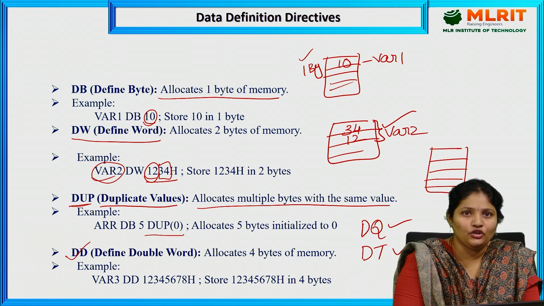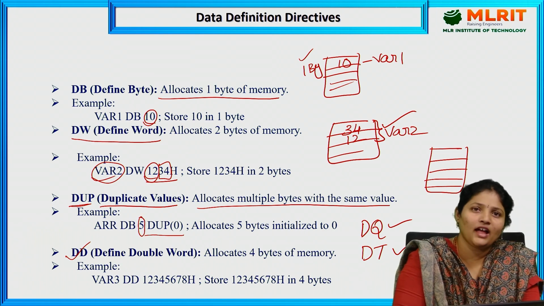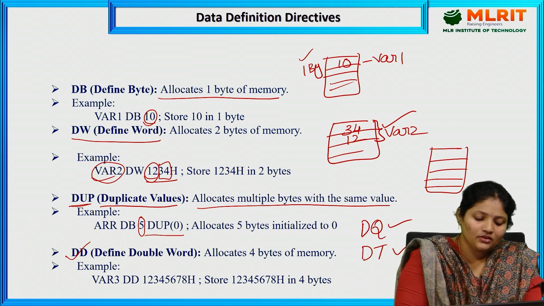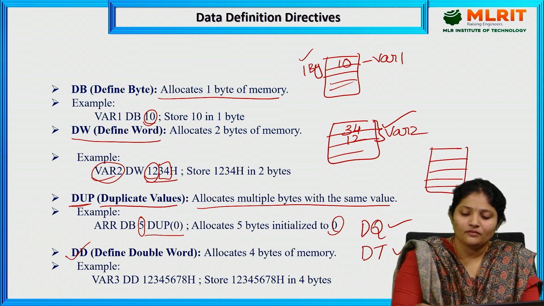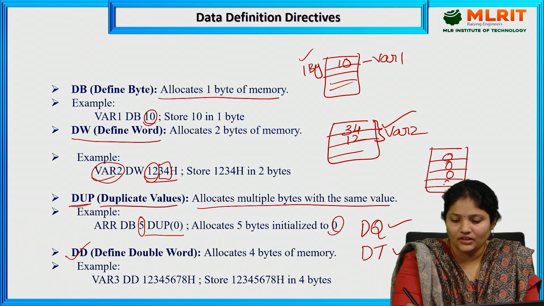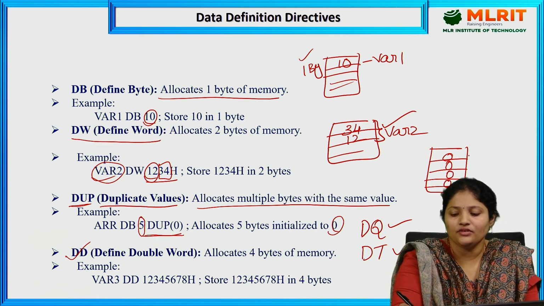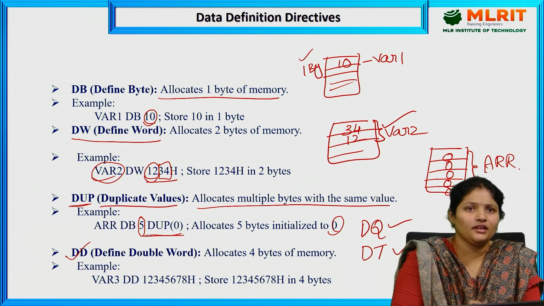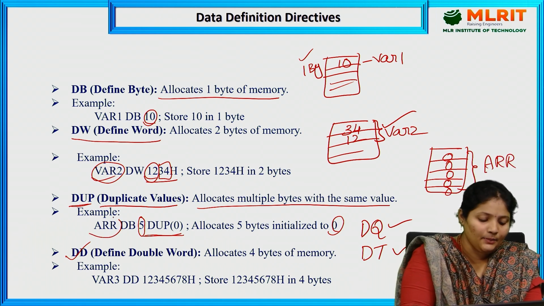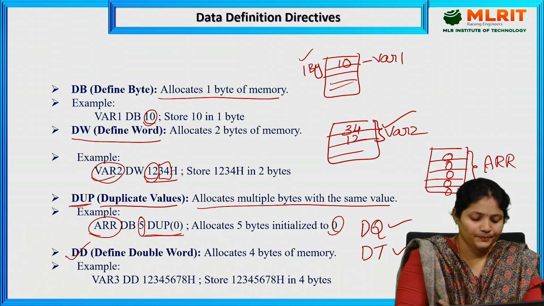So with DUP, duplicate memory, if I mention that I need 5 duplicate memories, it will be initialized with the value 0. So 5 memory locations will be reserved for this with values 0, under the name of ARR. Here, ARR is the label which we are giving to represent these 5 duplicate memories.